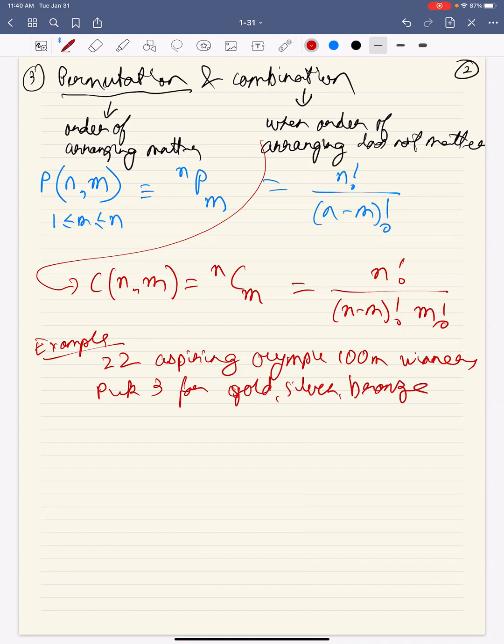Is it permutation or combination? It's permutation. The order matters, right? Who gets picked first goes to gold, who gets picked second goes to silver. So this is permutation. The answer will be 22P3, and you can calculate it. It will be 22 factorial divided by 19 factorial, which is 22 multiplied by 21 multiplied by 20, whatever that thing is.